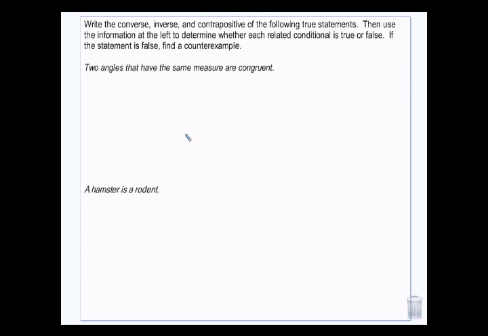Okay, let's try another one. Two angles that have the same measure are congruent. So we'll do our conditional. If two angles have the same measure, then they are congruent. By the way, you don't actually have to spell words in here if we know symbols for them. Okay.